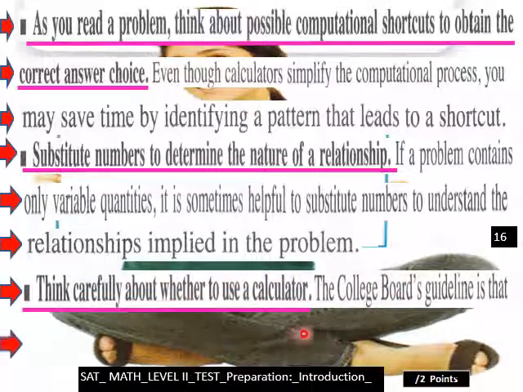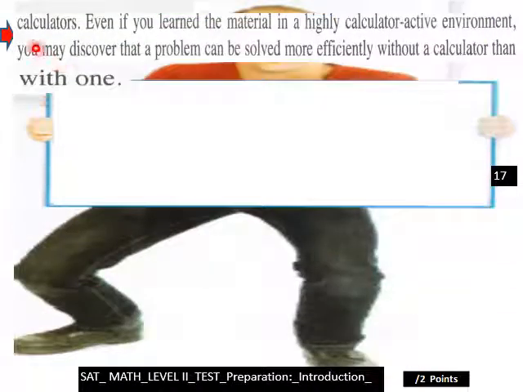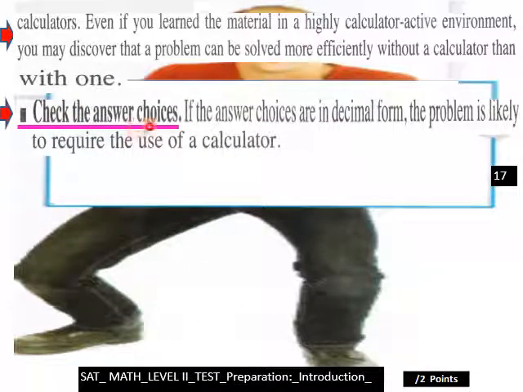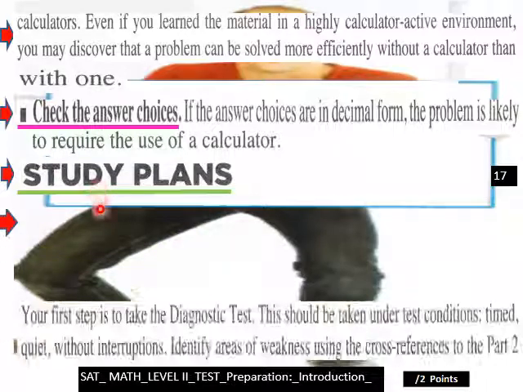The College Board's guideline is that a calculator is useful or necessary in about 60% of the problems on the Level 2 test. An appropriate percentage for you may differ from this depending upon your experience with calculators. Even if you learn the material in a highly calculator-active environment, you may discover that a problem can be solved more efficiently without a calculator than with one. Check the answer choices. If the answer choices are in decimal form, the problem is likely to require the use of a calculator.